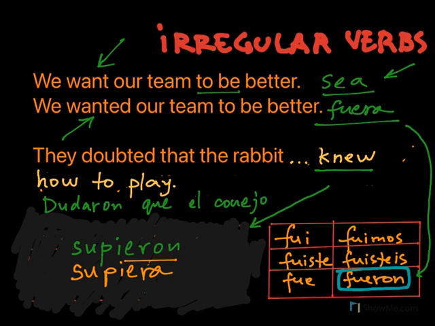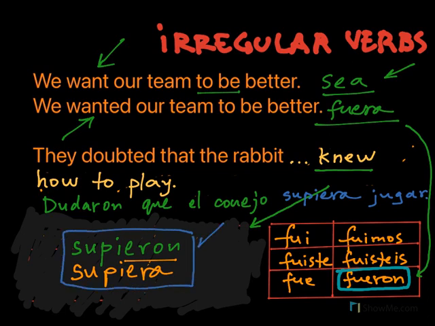So what you have here, dudaron que el conejo supiera jugar, to play. So even though the verb saber changes the meaning in the preterite, in this case, you are still going to use the form supiera because it is the subjunctive. Otherwise, if it is indicative, you have to be more careful and not to use the incorrect form.